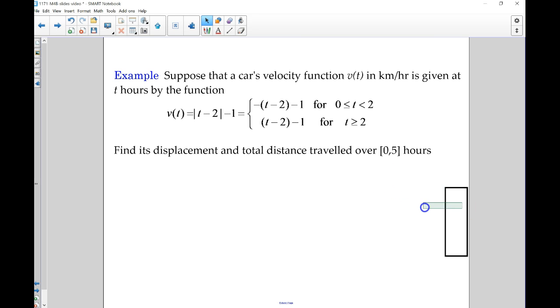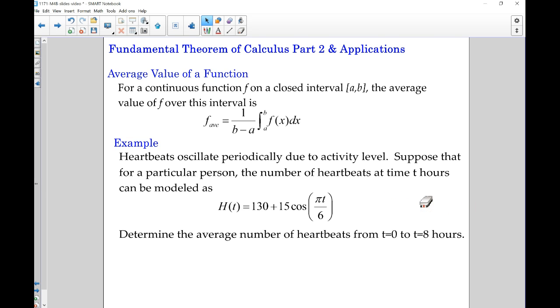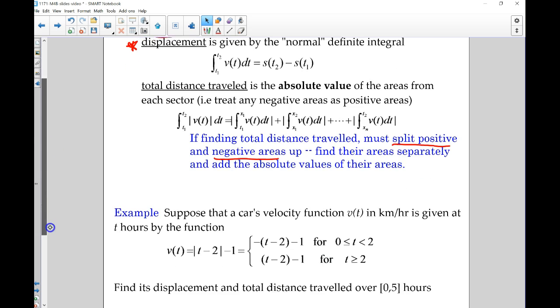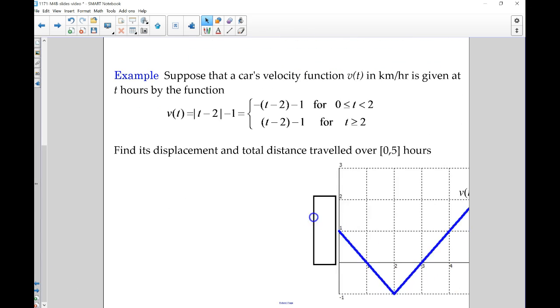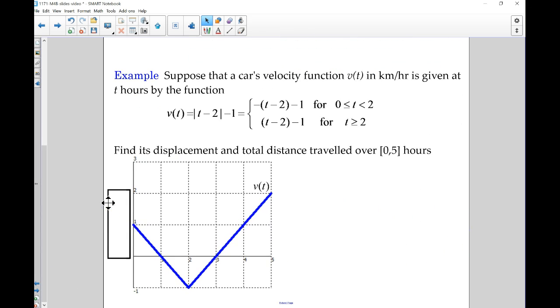Here is a diagram of the picture. I believe we saw this in a different video, but for displacement, I'm fine. I don't have to worry about anything. But for the case of total distance traveled, I need to be concerned with positive areas, which I'm coloring in green, and negative areas, which I'm coloring in purple. Okay, I need to break it up.